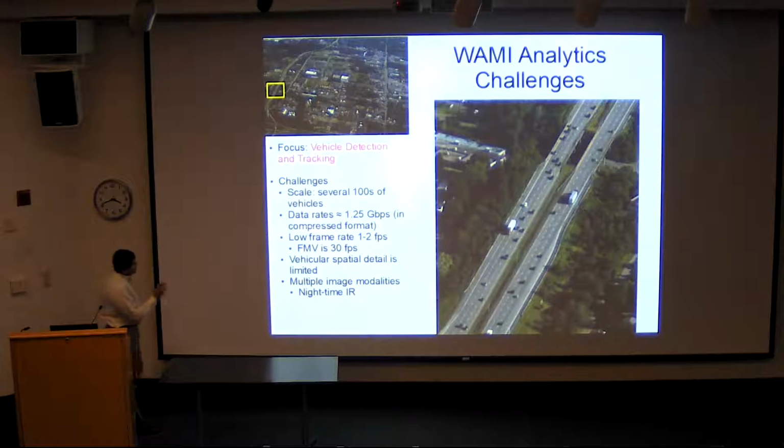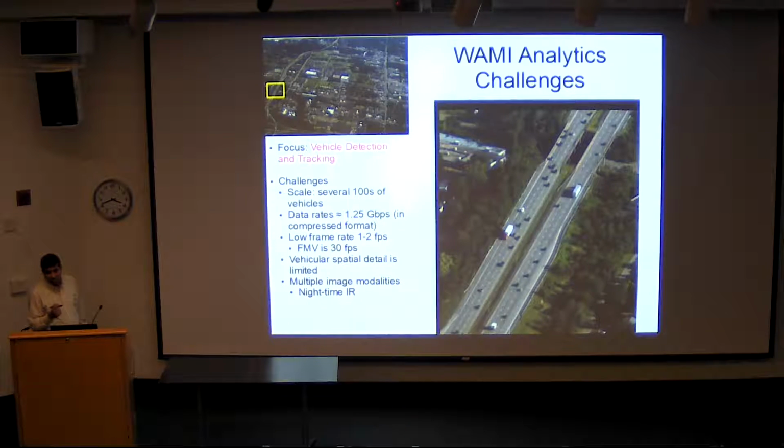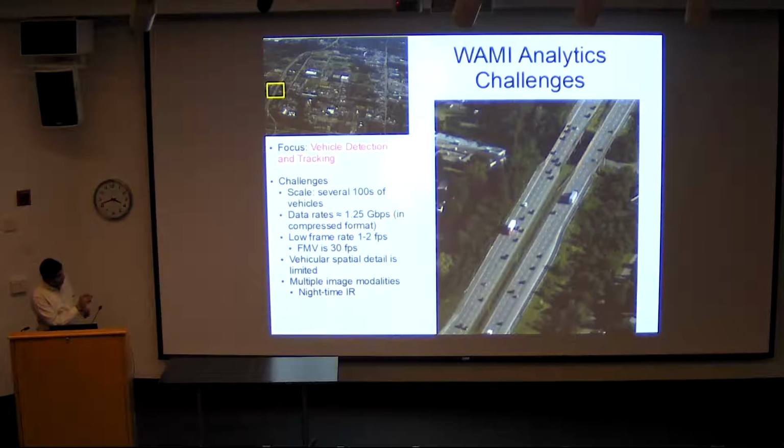Okay. The data rates are extremely high. If you look at the WAMI data stream, you're dealing with about 1.25 gigabits per second in the compressed format. The temporal frame rate is fairly low. Typical motion video that you capture with your camcorder would be about 30 frames per second. Okay. This is about 1 to 2 frames per second. So compared to full motion video, this is a fairly low frame rate.